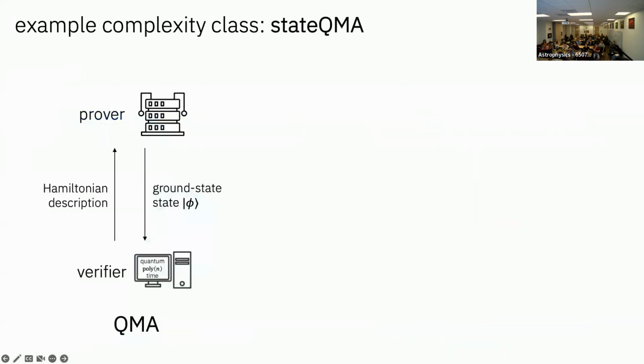So let's do an example. You have QMA, which we talked about earlier. You give it a Hamiltonian description, it tells you the ground state. You could ask about state QMA, where the prover now just gives you an untrusted state. You don't know what it is. Maybe it's the right answer, maybe it's not. The verifier then does some logic with its quantum device to either abort, saying whatever it gave me was not the right answer, or it outputs some target state. Now the target state could be the untrusted state, it could be something else, we don't know.